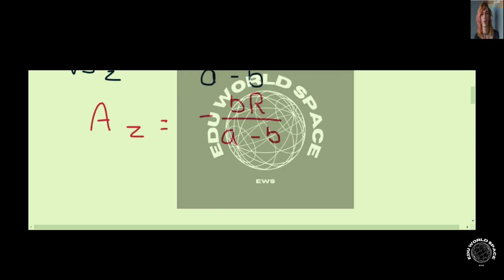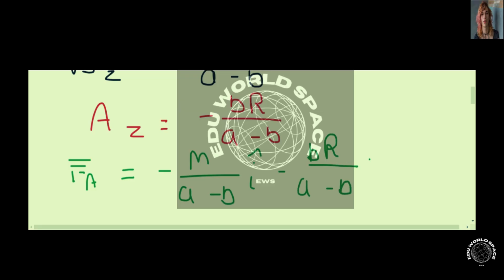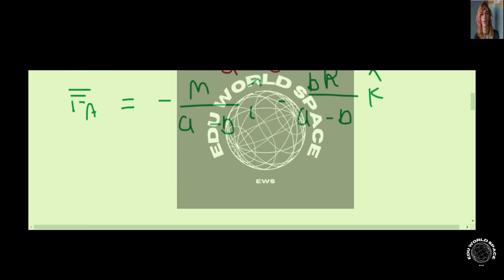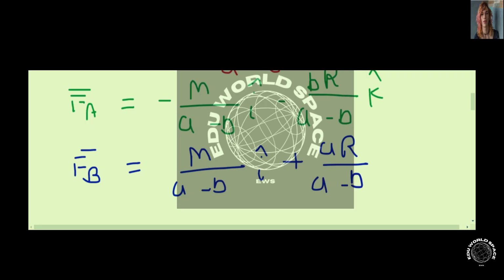Finally, let's put everything together. So, force Fa is equal to minus M upon a minus b i minus b·R upon a minus b k, and force Fb is equal to M upon a minus b i plus a·R upon a minus b k.